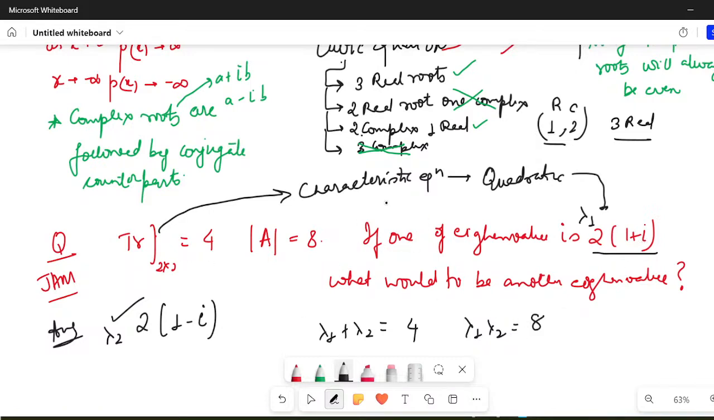But just think about what I taught you just a few minutes before. I told you that if one of the eigenvalues is complex, its conjugate will always follow. So if you have a 2 cross 2 matrix, then the characteristic equation will be a quadratic equation. And obviously if one of the roots is 2 into 1 plus iota, the other one would be its conjugate. There is not even a point in checking the correctness of these two things. You can just verify: this would be the root, and this would be the other eigenvalue. Is that clear?